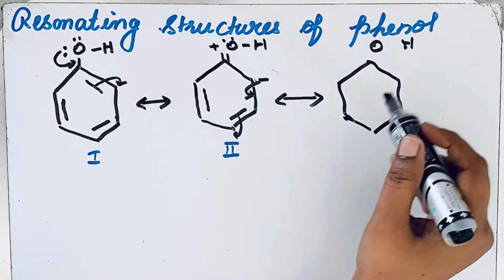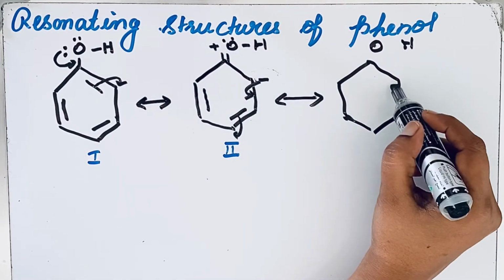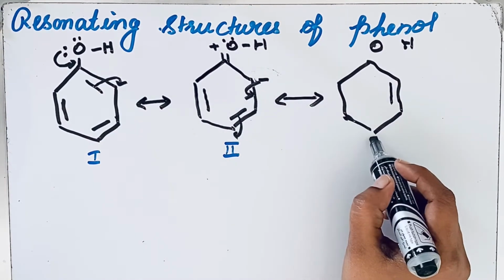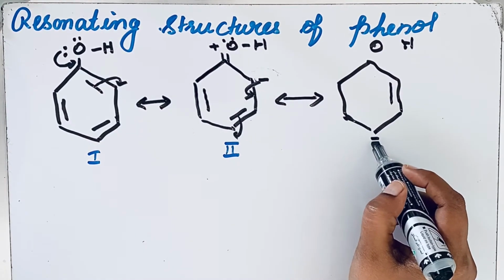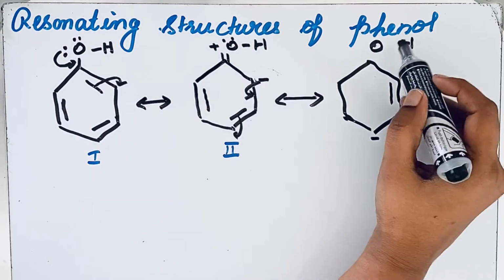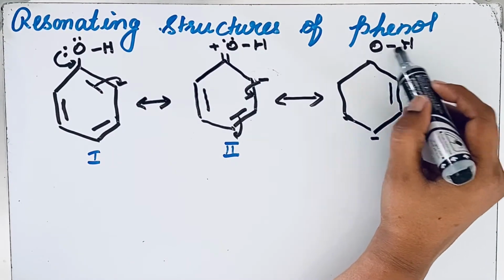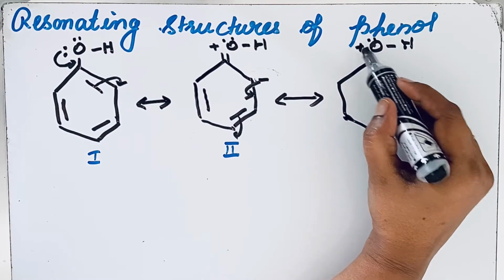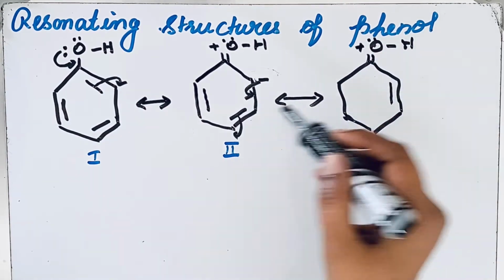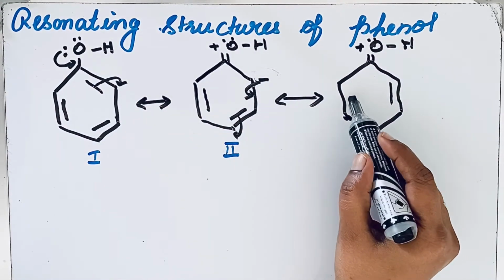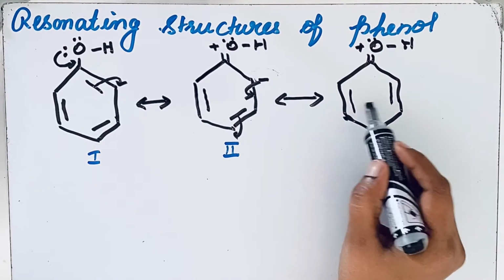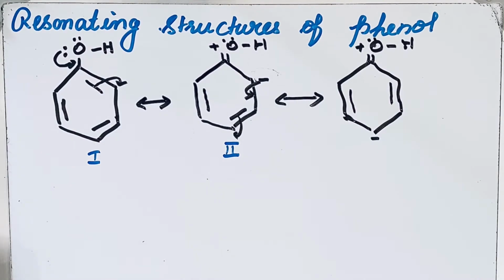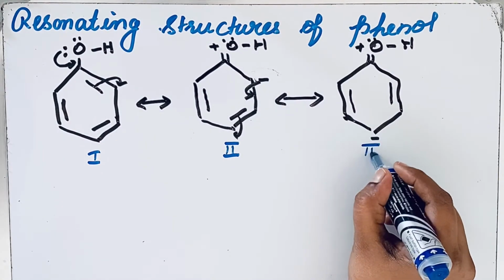So let us draw here one bond. This bond breaks and then this will carry a minus charge. Remaining all the things are same only. So between O and H one single bond, then only one lone pair, then positive charge, then here a double bond, and there is no change in this double bond. So this is the third resonating structure of phenol.